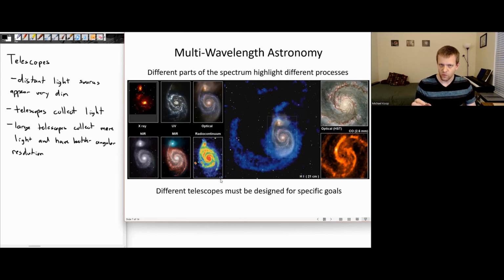And when we're designing telescopes, it takes different kinds of instrumentation to make a visible light telescope from an infrared telescope, from an X-ray telescope. All of these require different kinds of technologies, so we have to design these telescopes in very particular ways to meet various science goals.